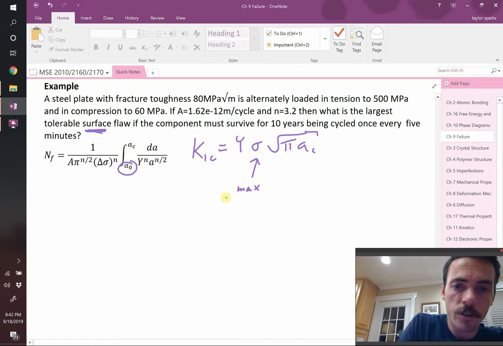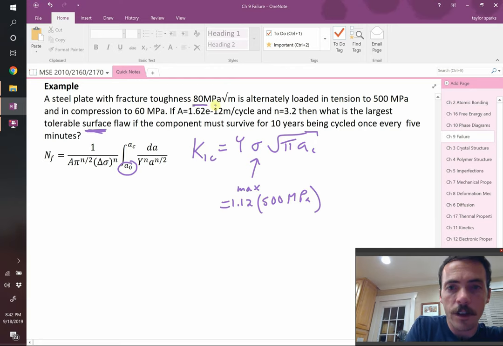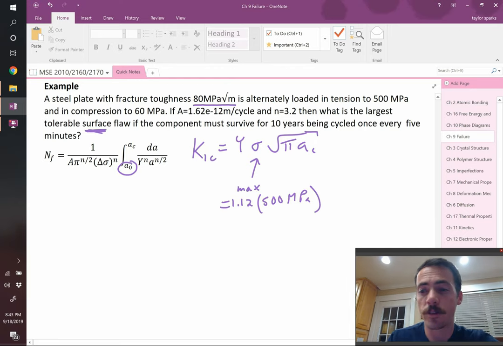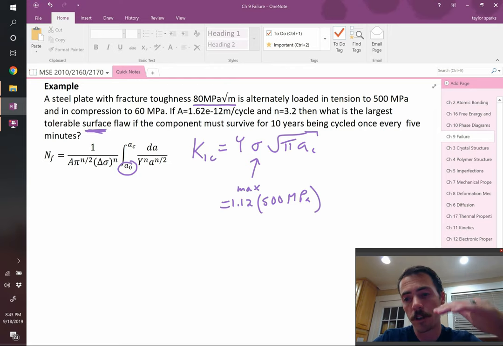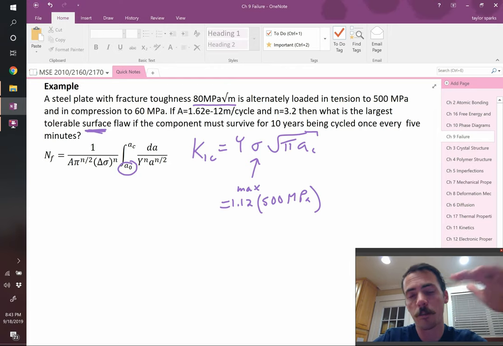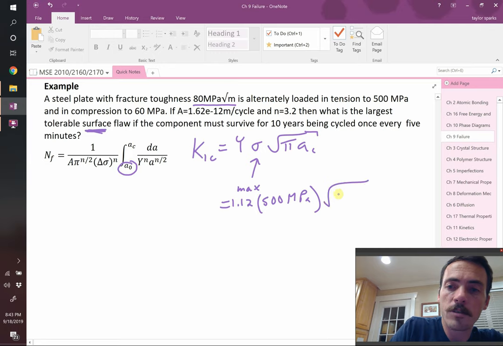We plug in things for this. 1.12 multiplied by, that's 500 megapascals. I'm leaving it in megapascals because on the left-hand side, fracture toughness is given in megapascal root meters, so we have the correct units. Why am I using 500 instead of something else? Because it's going to break at the highest tensile load that it experiences, right? It's going to cycle, but when it does break, it's going to be at that top of the cycle when it breaks. Now we multiply that by square root of pi AC.